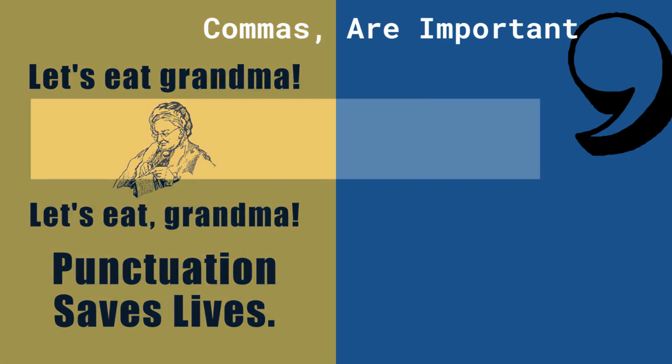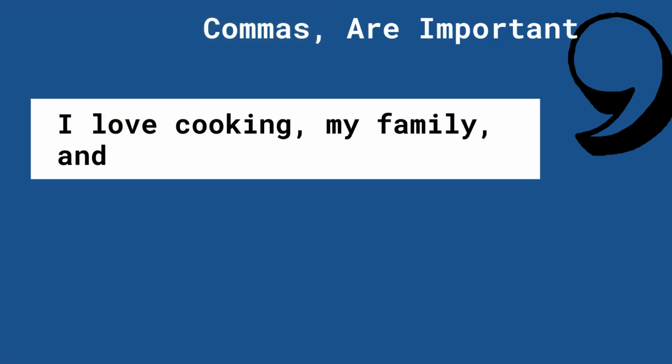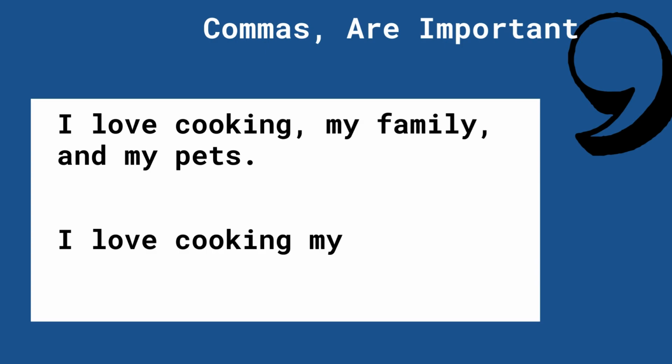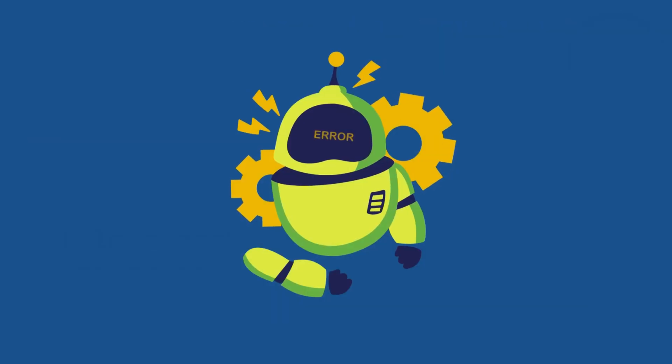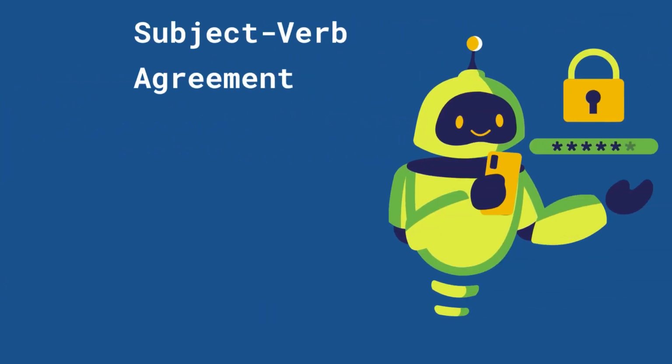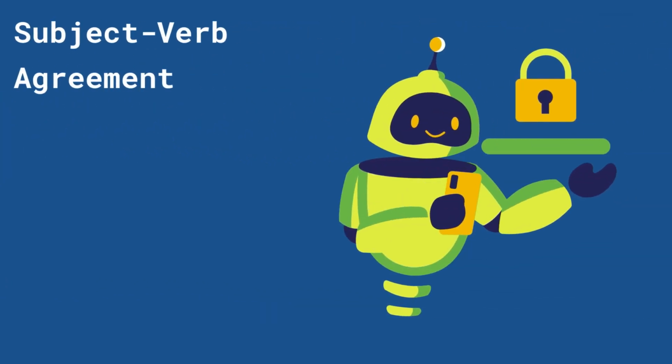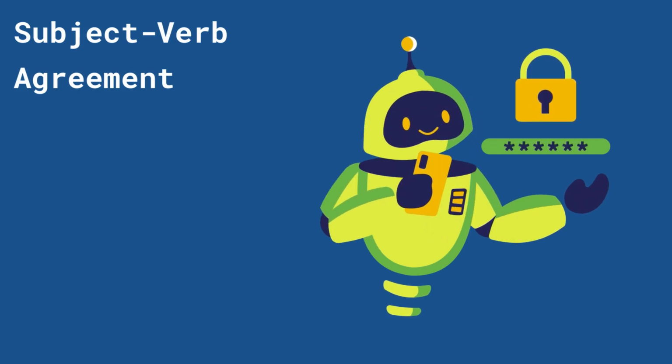Here's another example. With a comma: "I love cooking, my family, and my pets." Without the comma: "I love cooking my family and my pets." Here's another example of how the presence or absence of a comma can make you seem like a loving, cool person, or a psychopath. Another common grammar mistake is subject-verb agreement.